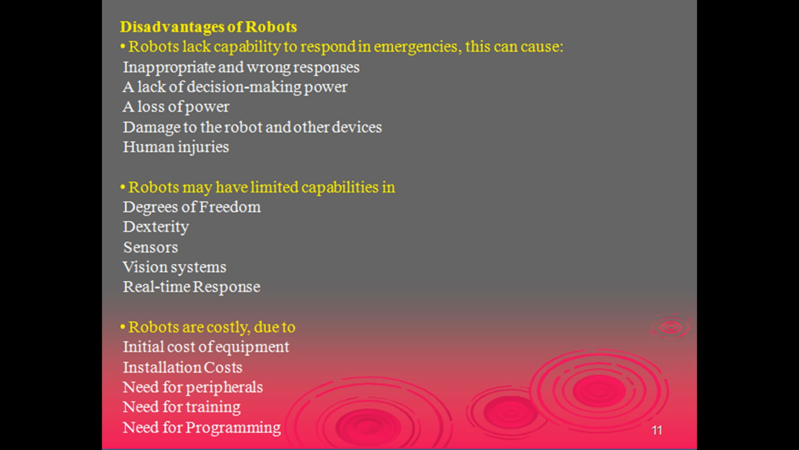The second category involves robots may have limited capabilities in degrees of freedom, dexterity, sensors, vision system, real-time response. And the last category includes robots are costly due to initial cost of equipment, installation cost, need for peripherals, need for training, and need for programming.